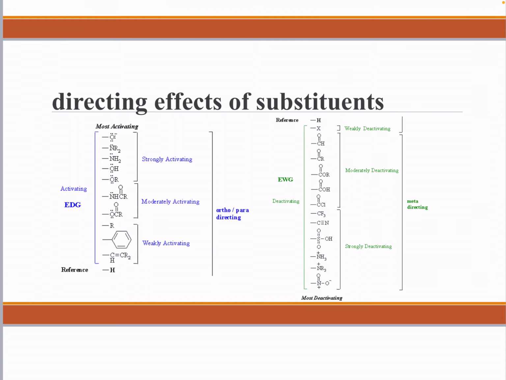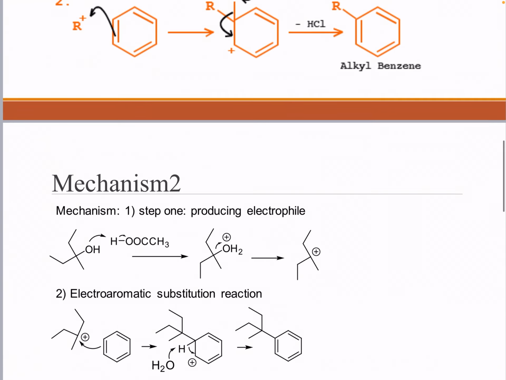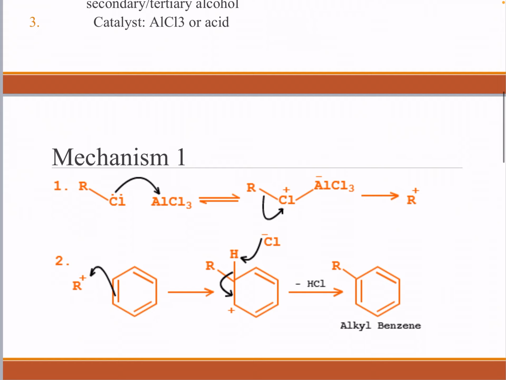Is that activating or deactivating? Is that para-directing or is that meta-directing? And then figure out what's going to be your product, or the reaction is not going to happen, which is also possible. Okay. This is the other mechanism that we are not going to use, but which can also be used for Friedel-Crafts alkylation reaction using aluminum chloride as a catalyst. So I'm not going to go through the details, but if you want to come back and refer to this, you may.